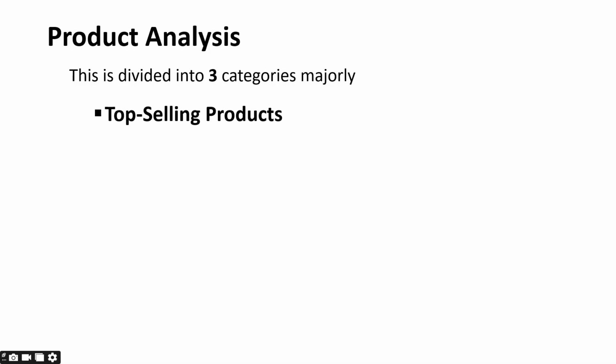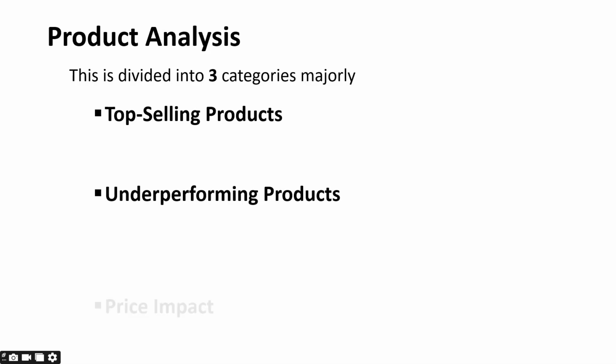Now for product analysis, I have divided this into 3 categories majorly. We are going to identify the top selling products for the company. We will also determine the underperforming products.